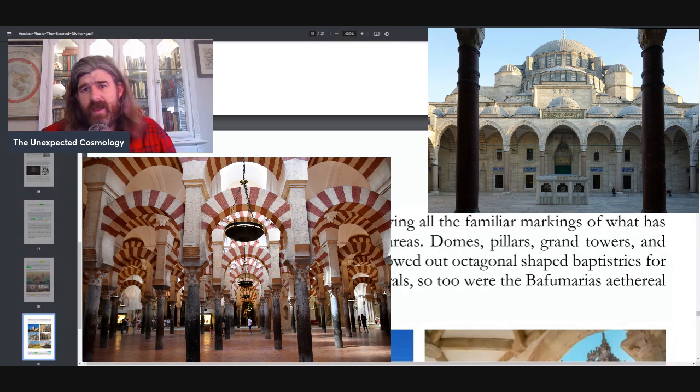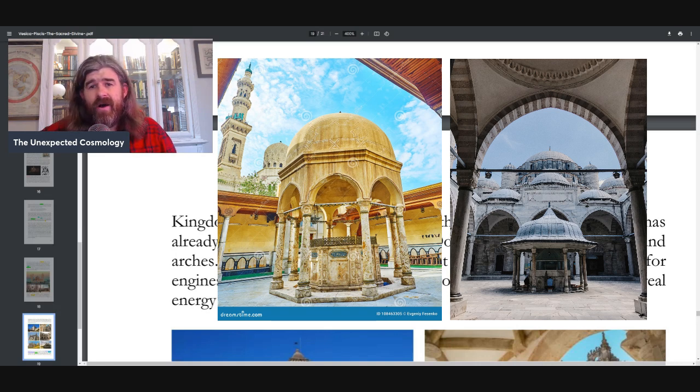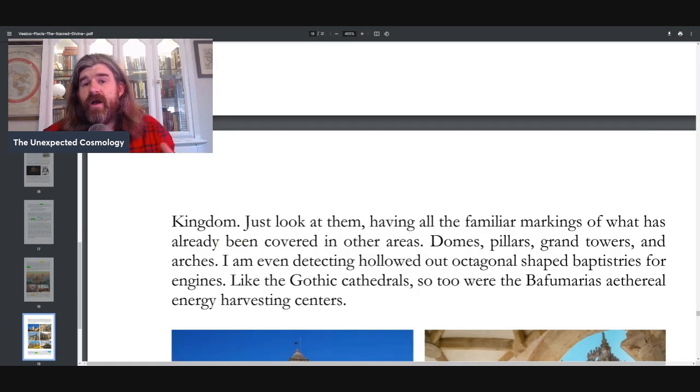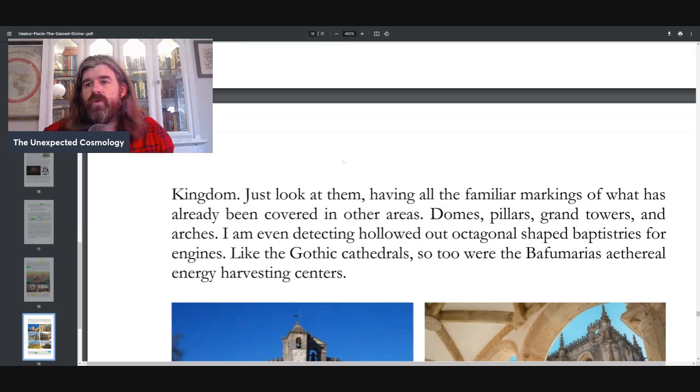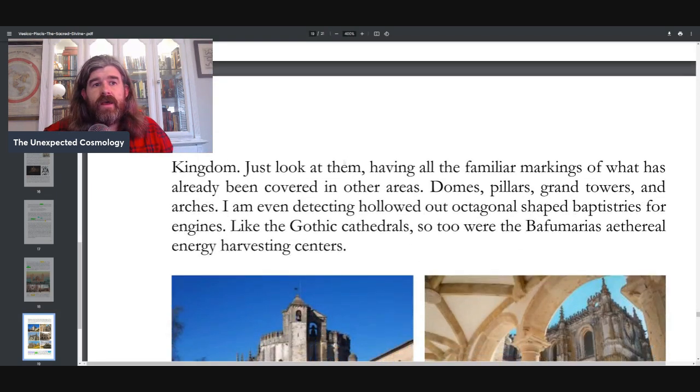Just look at them, having all the familiar markings of what has already been covered in other areas: domes, pillars, grand towers, and arches. I'm even detecting hollowed out octagonal shaped baptistries for engines. I mean, they could be bandstands or something of that sort, and they're hollowed out. There was an engine placed within that. Like the Gothic cathedrals, so too were the Baphomerias ethereal energy harvesting centers.